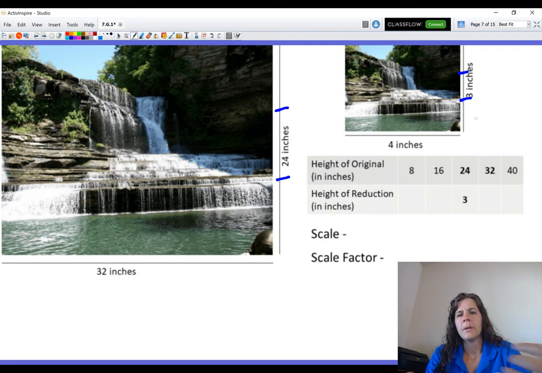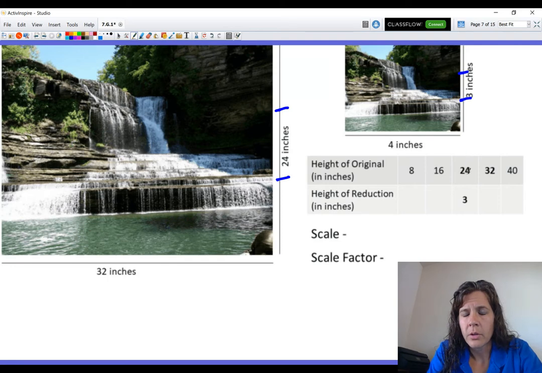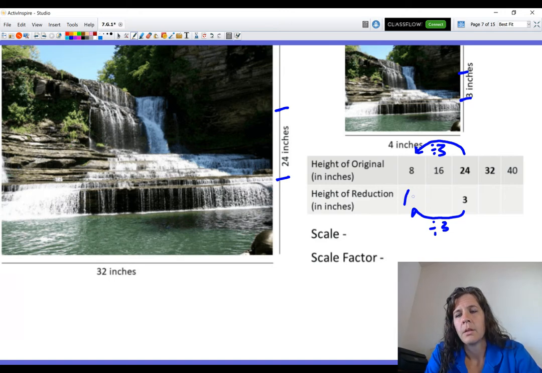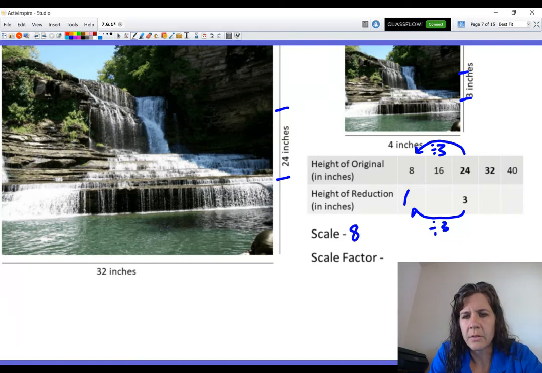Okay, so I'm going to squish down from 24. I have to fit them into 3. I've got to squish them down. Got to divide them by 3 to get down to 8. Divided by 3 gives me 1. All right. So there's my scale. We just found the scale. And then once we have the scale, we can do anything. So I have my scale of 8 inches to 1 inch.